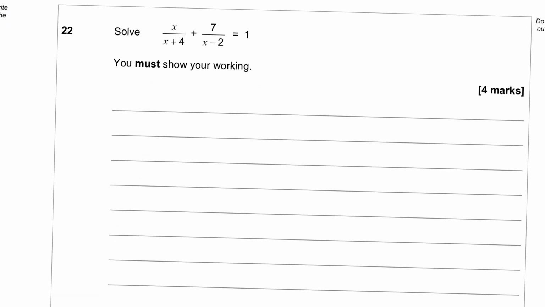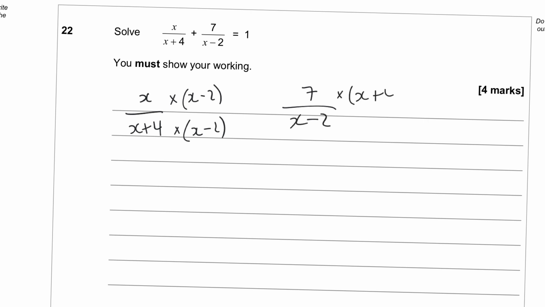So moving on to question 22, we're solving this. Right, so solve. So we've got fractions. Adding fractions, you need to have the same denominators. So what we're going to end up doing is the x plus 4 is going to be multiplied. We're going to multiply both top and bottom by x minus 2. And then the other one, we're going to multiply both top and bottom by x plus 4.